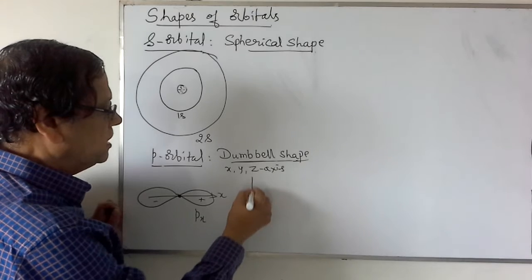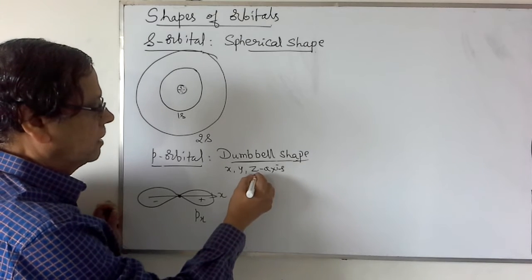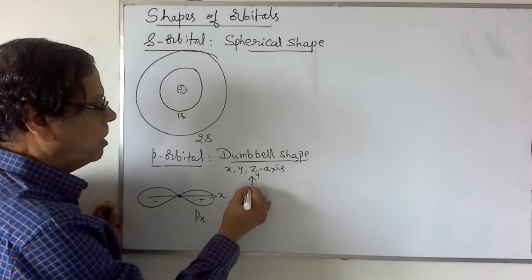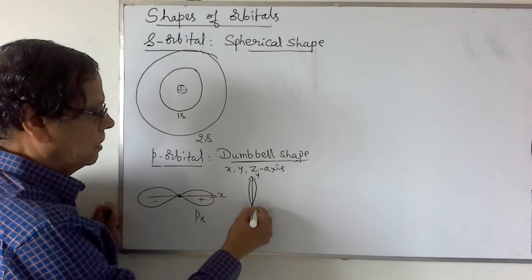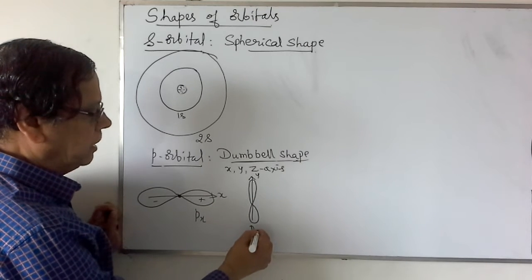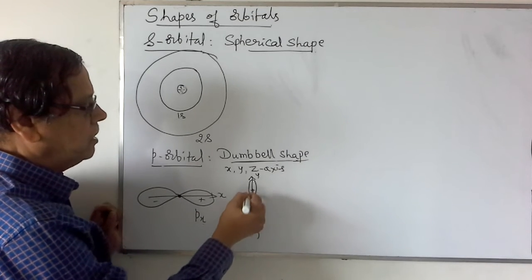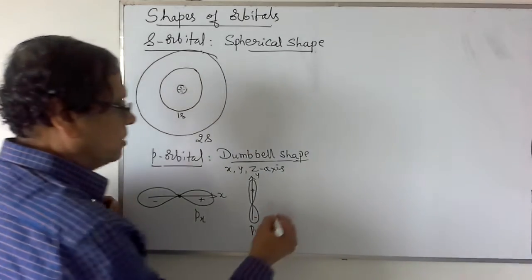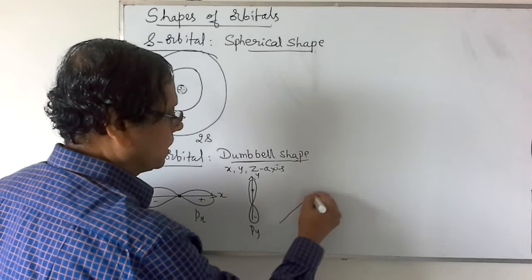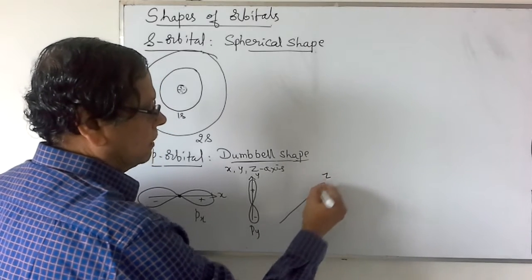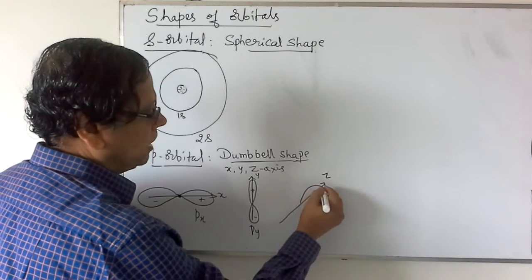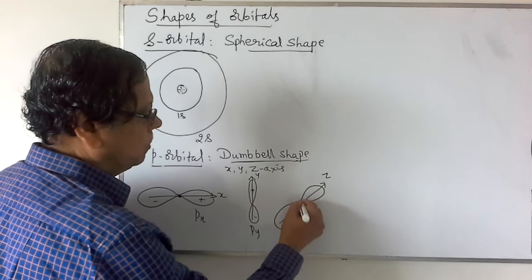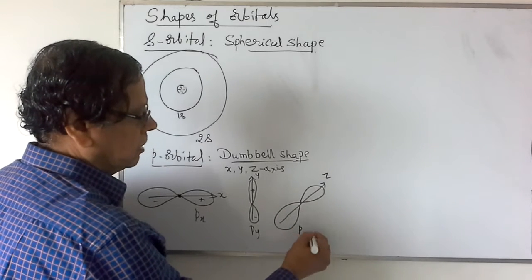Similarly, when we consider this as the y-axis, there are two lobes along the y-axis. So this is called as the py orbital. Again we write one lobe with positive sign, the other lobe with the negative sign. So similarly, when we consider this z-axis, there are two lobes, one with the positive and the other with the negative. So it is the pz orbital.